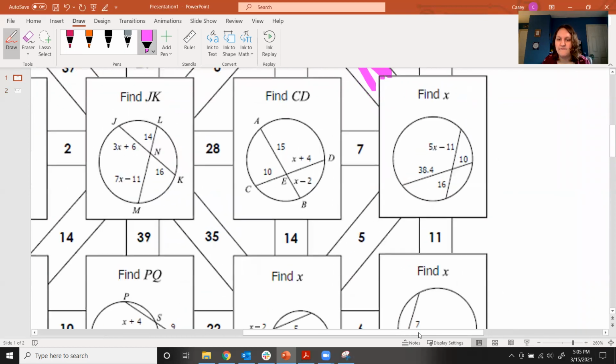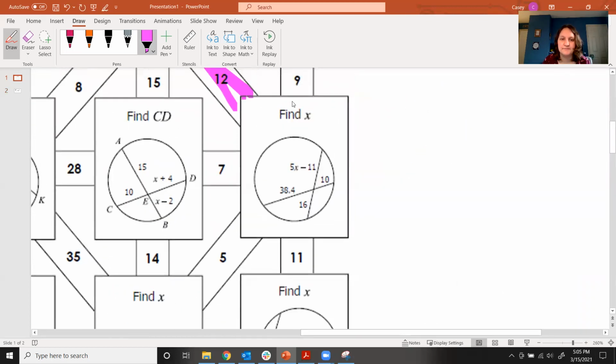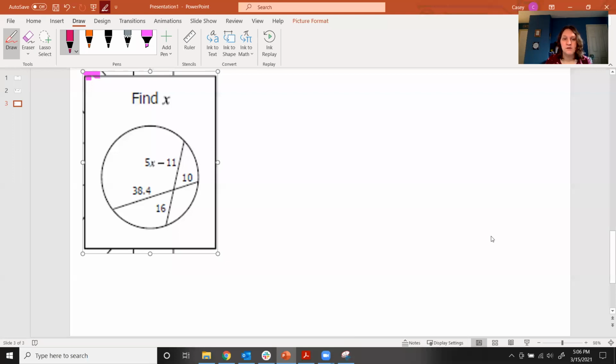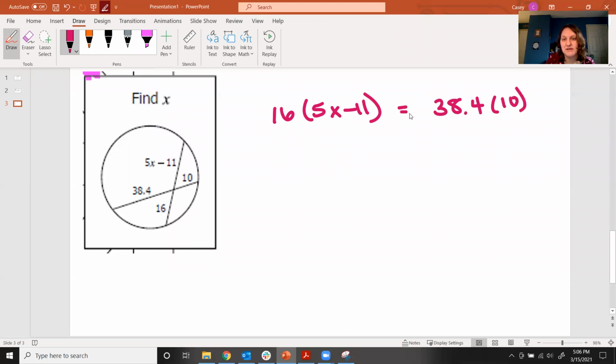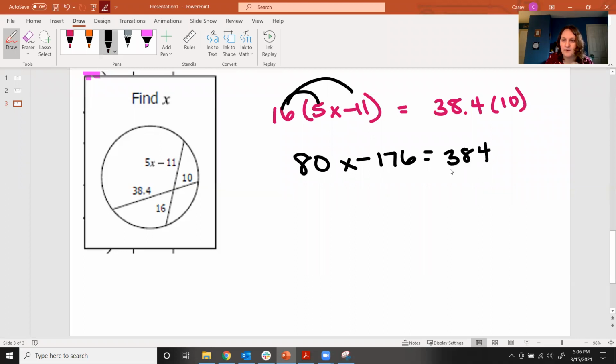Here we are. Find x. Do this problem now. For this problem, we are going to multiply 16 times 5x minus 11 and 38.4 times 10. Those will be equal. When we solve a problem like this, we have to remember to distribute that 16 to both parts. So we get 80x minus 176 equals, and now I can just multiply 38.4 times 10, 384.